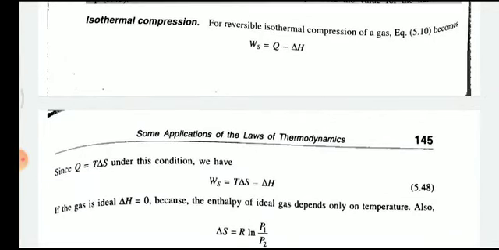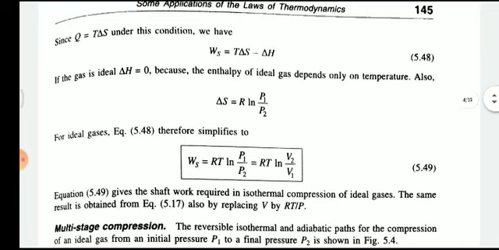isothermal compression. For the reversible isothermal compression, equation 5.10 becomes Q is equal to Q minus delta H. So Q is equal to T delta S. Put this here and simplify. Delta H tends to 0 because of the enthalpy change. Enthalpy of an ideal gas depends only on temperature.